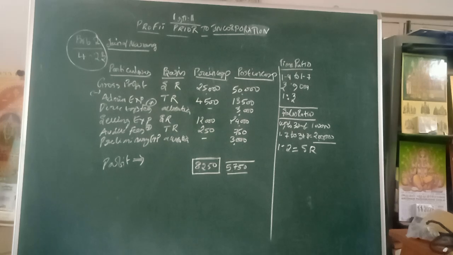Today also we are going to discuss the same topic, profit prior to incorporation, and this is a small problem, a very apt one for Section A, 5 marks. In this question you are given one trading account and P&L, and Raj Limited was incorporated on 1st July, taking over the business carried on by RJ Brothers on 1st April. So please understand, the business was taken over on 1st April and incorporated on 1st July.